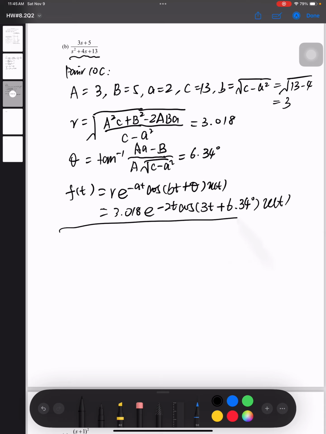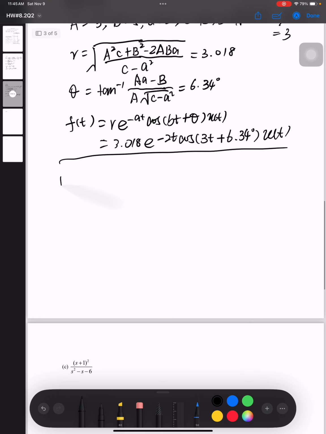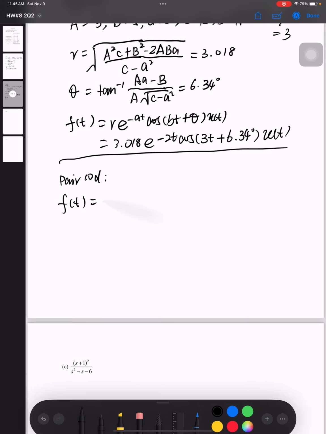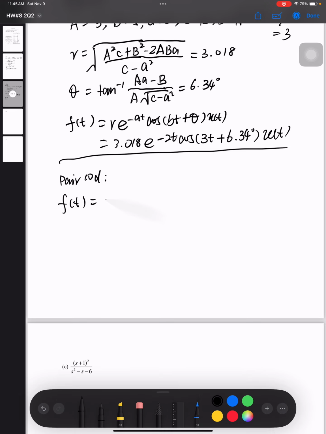Or we can use pair 10D. It's just all A, B, C is the same. It's just the expression is different. The inverse Laplace transform expression is different, which is e to the minus at times capital A cosine bt plus capital B minus capital A a over b times sine bt, and times u(t).